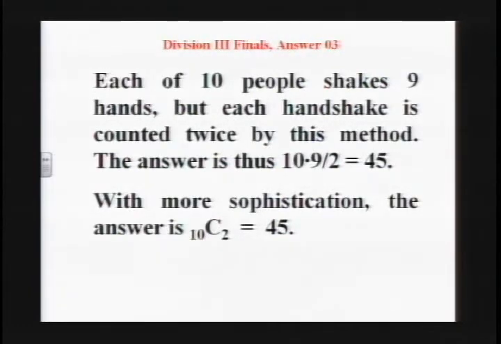And with more sophistication, when we mathematicians eat around the dinner table, we call this the number of combinations 10 choose 2, written 10C2 equals 45.